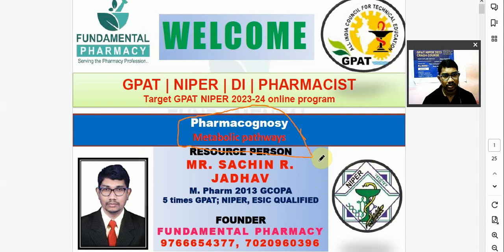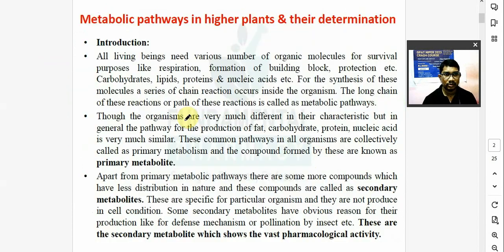So every living organism requires organic molecules for survival purpose, like respiration के लिए आपको लगेगा, for formation of building blocks तो अमीनो एसिड लगेंगे, in case of plant कार्बोहाइड्रेट लगेगा, प्रोटेक्शन के लिए कुछ केमिकल्स लगेंगे, जैसे in case of plants अल्कोलाइड्स होते हैं. ओके, कार्बोहाइड्रेट, लिपिड्स, प्रोटीन्स एंड न्यूक्लिक एसिड, for example.